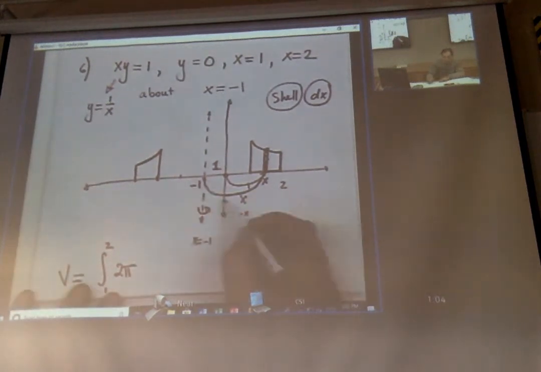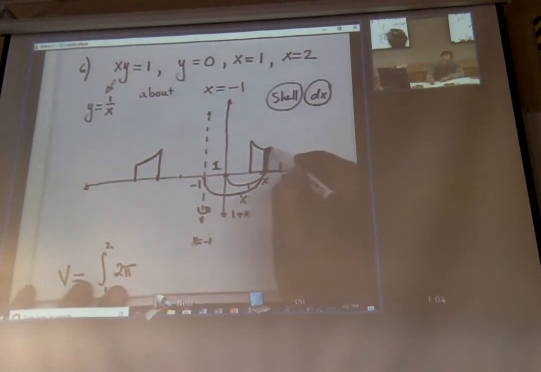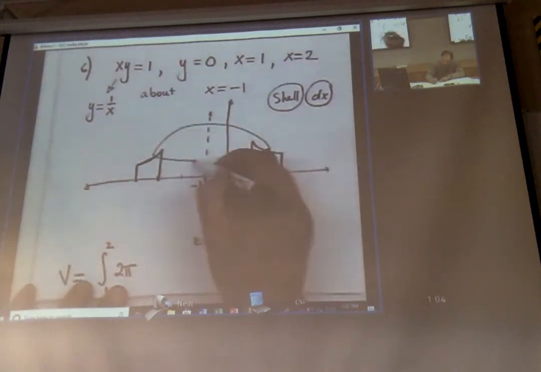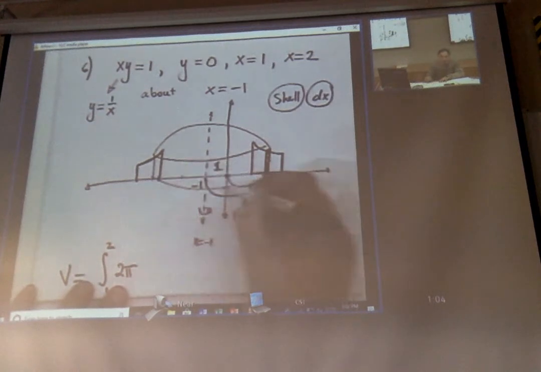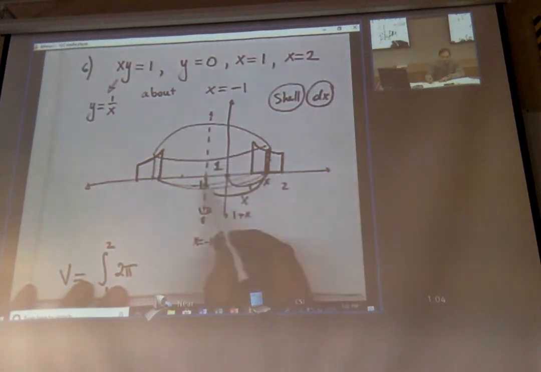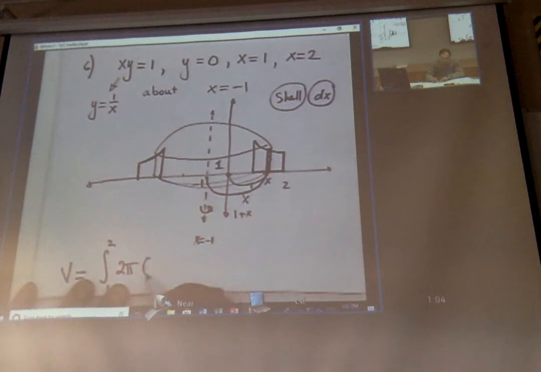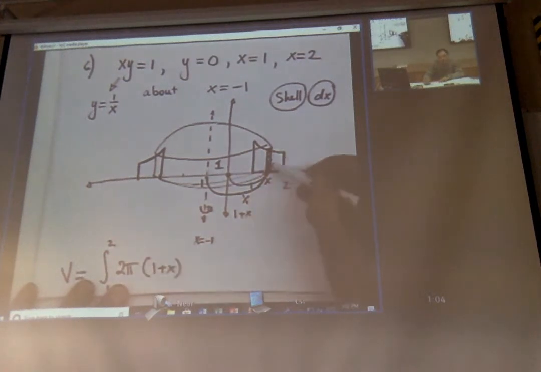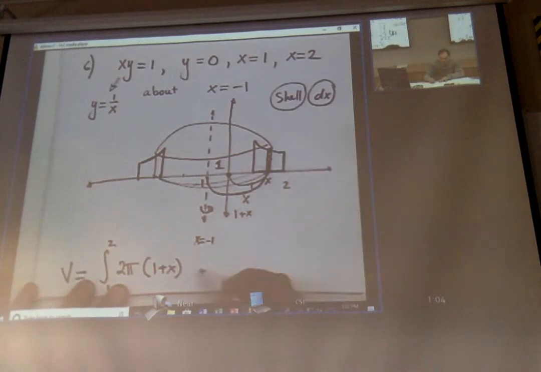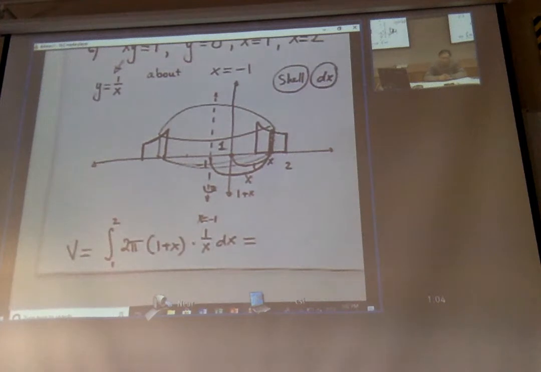Radius, again, look at the picture. I know it's going to be big, but remember, this is what's going to happen. You get something big running around. So you get 1 plus x. The next question, what is the height? 1 over x, and dx. And this is your shell method for this problem. You see the difference?